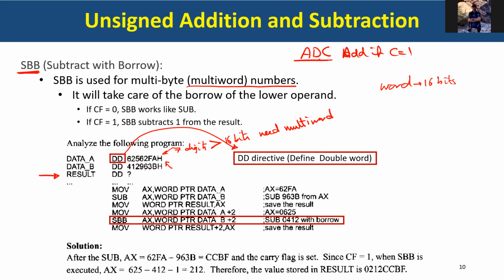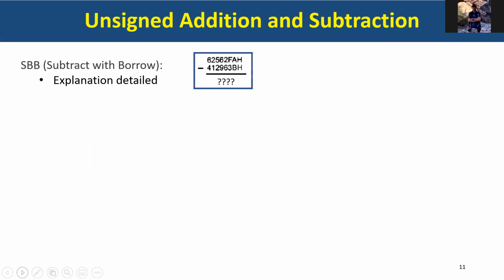So to explain this example, we're gonna make a very big illustration here. We're gonna first subtract the 2 numbers, the 7-digit numbers, which will be very big in binary. Then we're gonna see how subtract with borrow will save us, or will be used to do this subtraction. So let's do it.